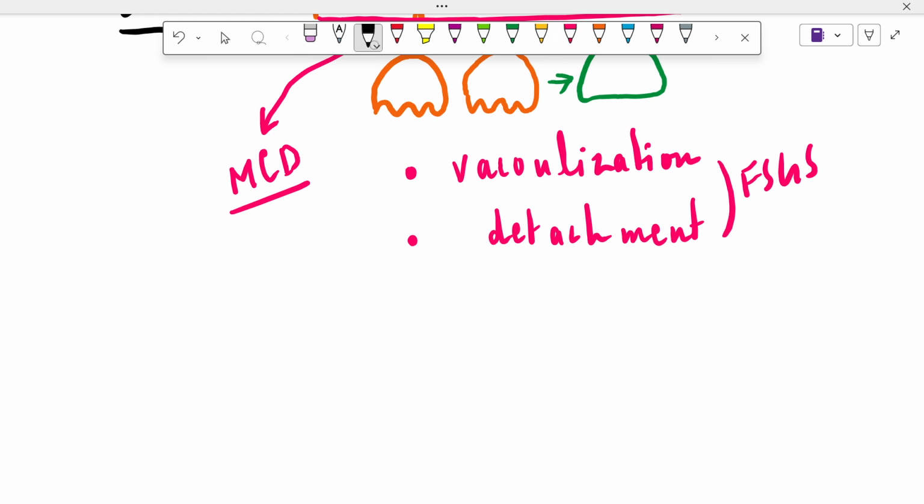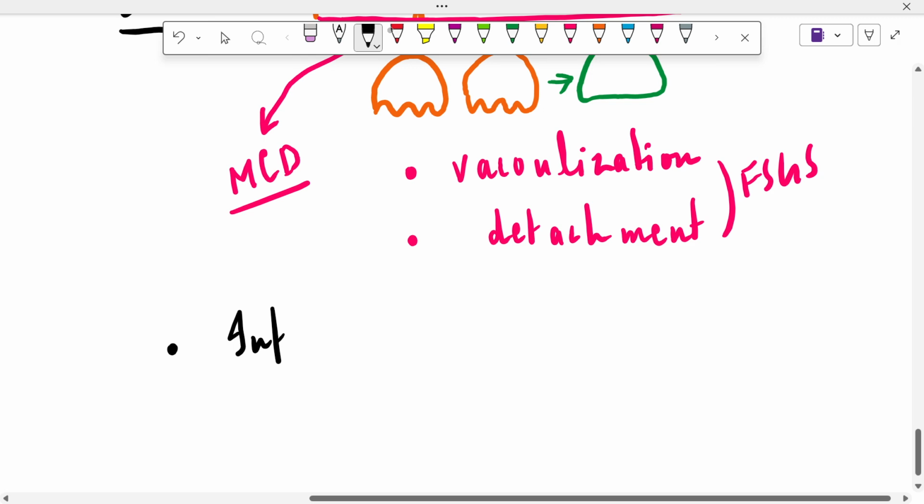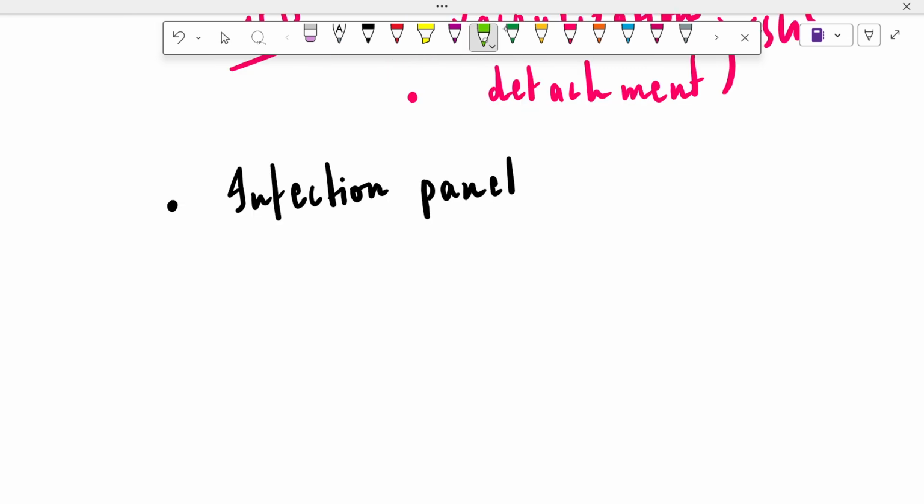The other workup we can do apart from light microscopy, kidney biopsy, urine microscopy and electron microscopy is an infection panel. We can set an infection panel to see whether there is hepatitis B virus, hepatitis C virus, HIV or human parvovirus. So the infection panel is very important to rule out those conditions.